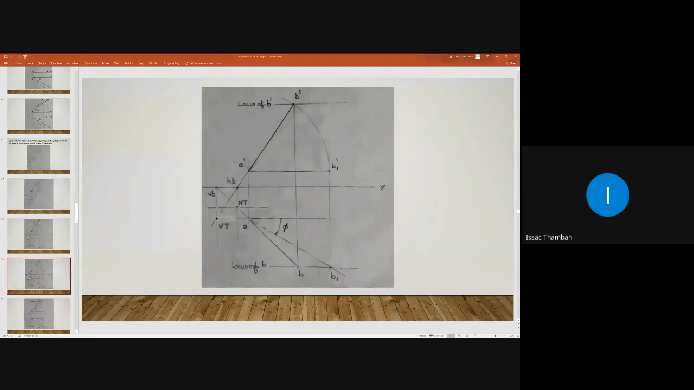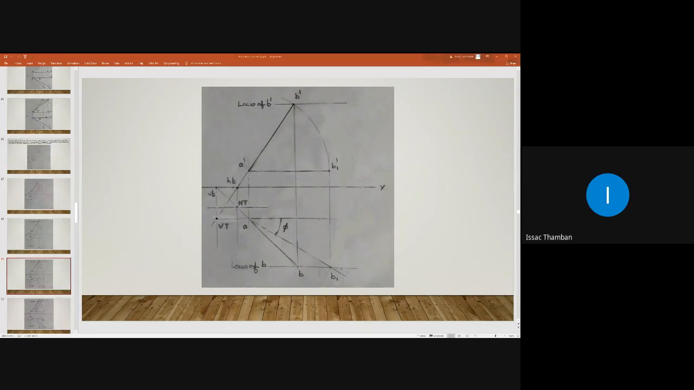Sandra Sadishan, what is the value of phi? 28 degree. Yes, sir. Sri Ranjini, what is the value of phi? 27 degrees, sir.